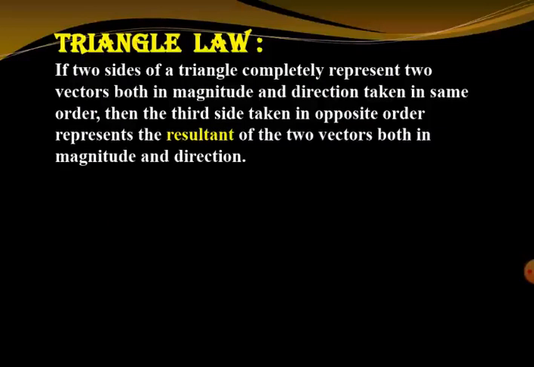Now the first law that comes in the addition of vectors is the triangle law. What does this triangle law of vector addition state? If any two sides of a triangle completely represent two vectors both in magnitude and direction taken in the same order, then the third side taken in opposite order represents the resultant of the two vectors both in magnitude and direction.